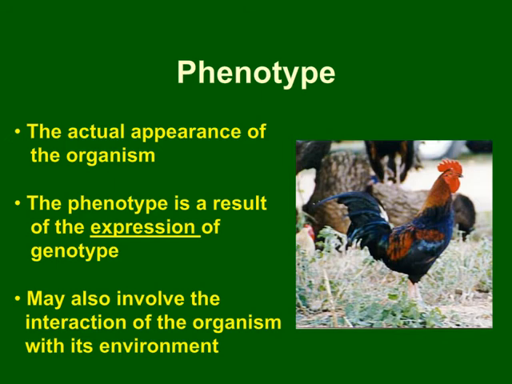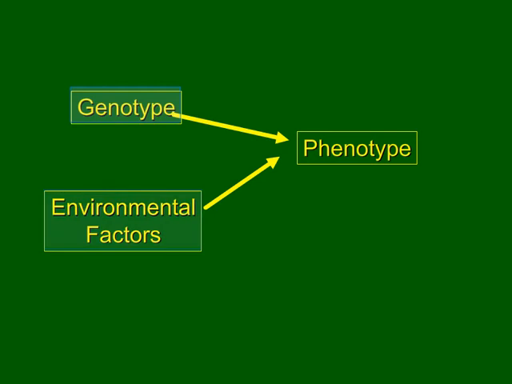That is, we have genes that code for feather color, and those genes are transcribed and translated to give us the various colors that we see in this rooster here. However, it's very important to know that phenotype may also be dependent on environmental factors. So the big picture here is that the genotype, along with environmental factors, determines the phenotype. Remember, the genotype was the actual genes or alleles that were present, whereas environmental factors include things like nutrition, stress, and other things that affect the phenotype.